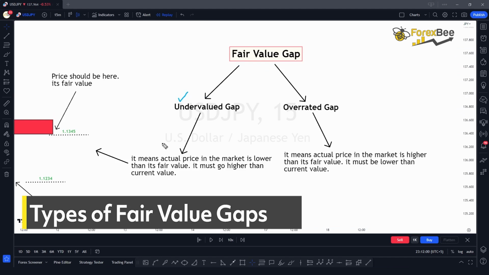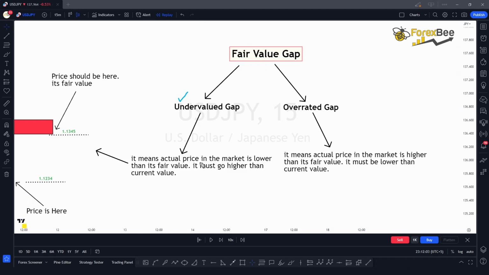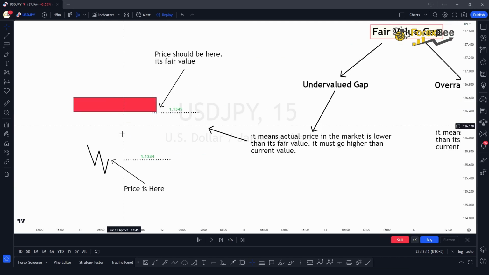First one is the undervalued fair value gap, which means the actual price in the market is lower than its fair value. It must go higher than the current value to fulfill that gap that has been created. So for example, you can see that currently the market is trading at this price level here, and there is a fair value gap zone above it at this price level here. Now what should happen is, in order to balance the market, because market always wants to find the balance, the price must go higher into this zone to fulfill this imbalance that had been created in the past somewhere.